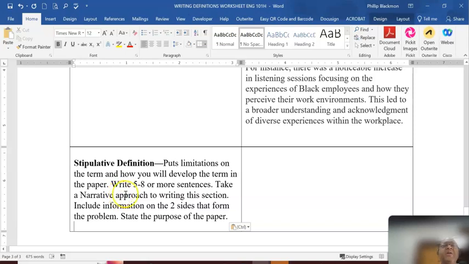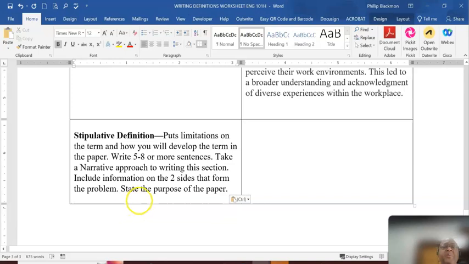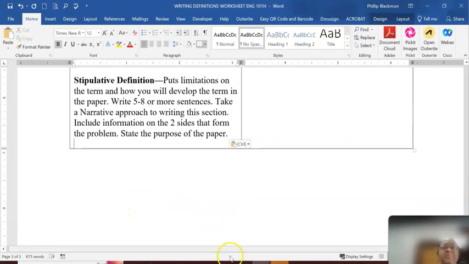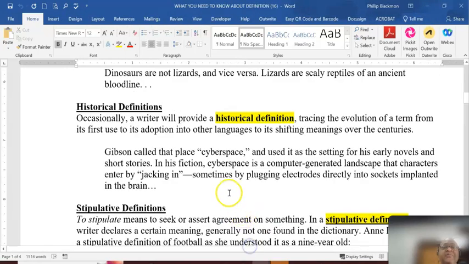So remember, the stipulative definition puts limitations on the term and how you would develop the term in the paper. Write 5 to 8 sentences or more, right? Take a narrative approach. In other words, this is your paper. This is how you're going to put limitations on the paper. Include information on the two sides that form the problem, and I want you to state the purpose of the problem. So if I go back to my handout, what do you need to know?